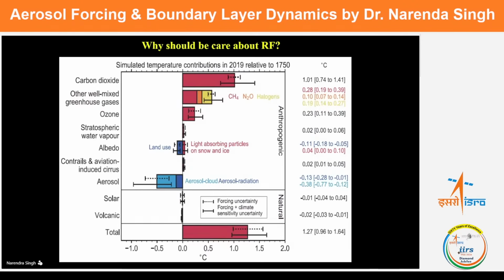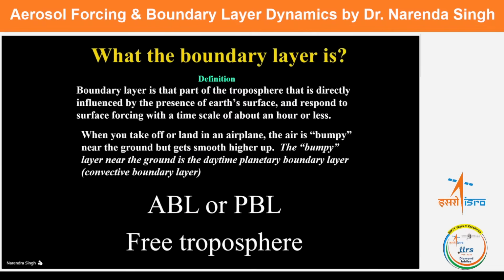So now this was briefly about the aerosol forcing, or how aerosols control the atmospheric radiation budget and cloud microphysics, everything they impact. But then how do these go higher up into the atmosphere? So this is again a very, very important point.